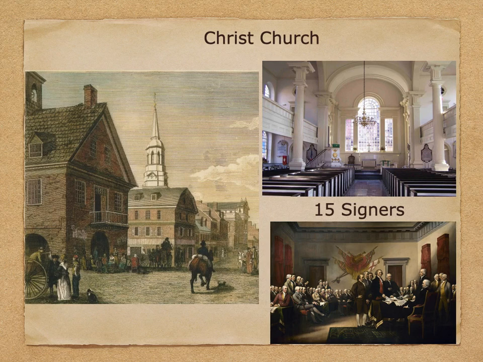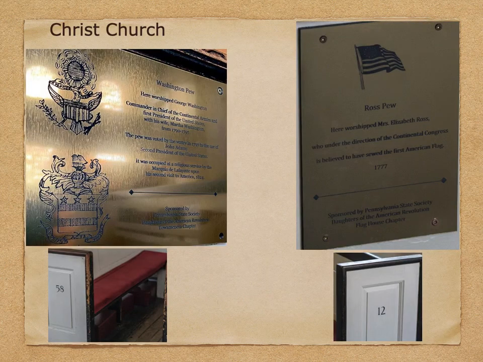There she met an apprentice, John Ross. Shortly after John finished his apprenticeship, the couple married and opened their own shop. The newlyweds prospered in their business. They worshipped at Christ Church of Philadelphia, truly a notable church. In all, 15 signers of the Declaration of Independence worshipped here.